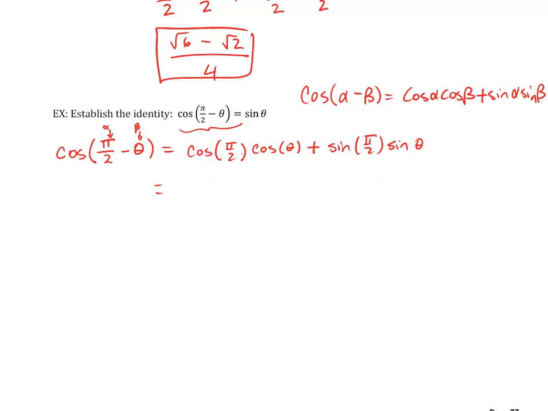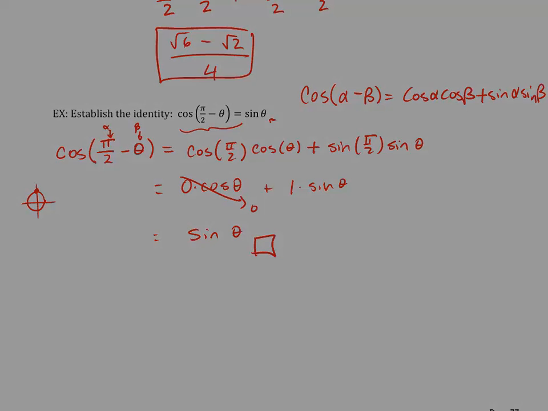Now cosine of pi over 2, cosine of 90 degrees, if you have to look it up, go right ahead, but that's the x-coordinate up here, so that's 0 times cosine of theta plus sine of pi over 2, which is a 1 times sine of theta. That's going to give me 0, and 1 times sine of theta is simply sine of theta, which is what I was trying to prove, so done.